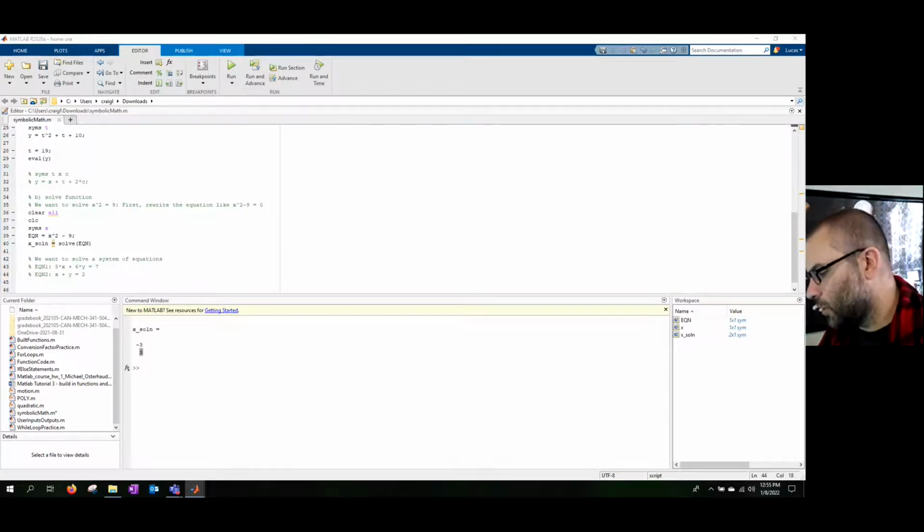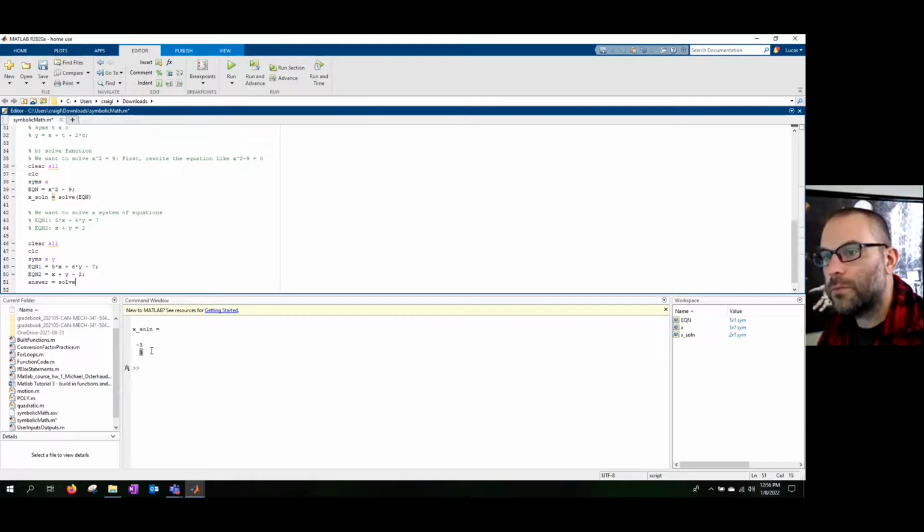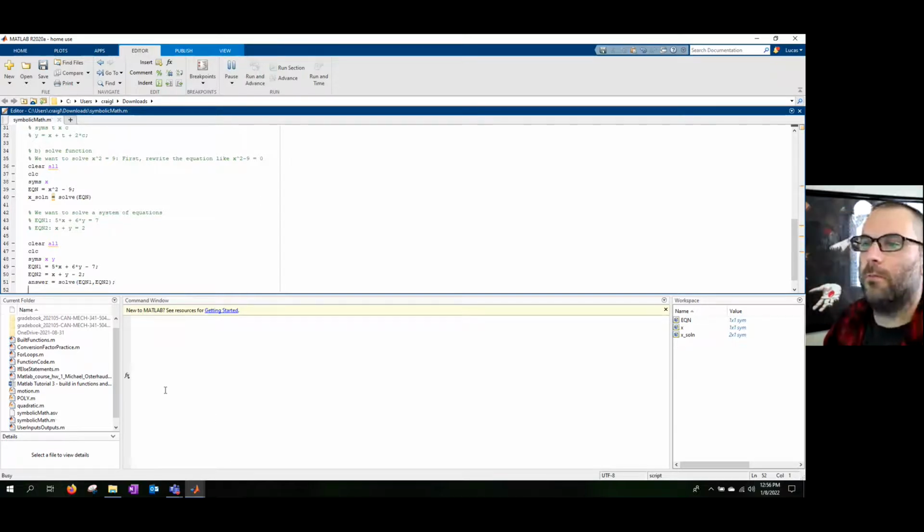So the first thing you're going to do is, again, I just cleared everything, make the syms of x and y, make equation 1, which is 5x plus 6y minus 7. Okay, so I make sure I bring it so that it's all equal to 0. My second equation is x plus y minus 2. Okay. Then I'm going to say answer equals solve of equation 1, equation 2. Okay. And let me run this.